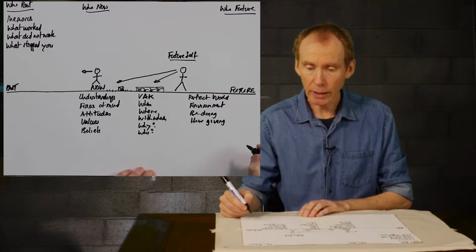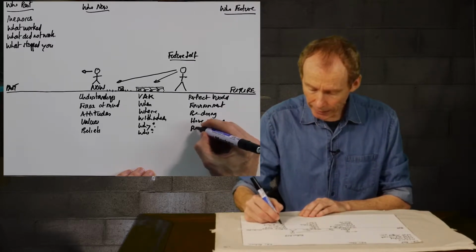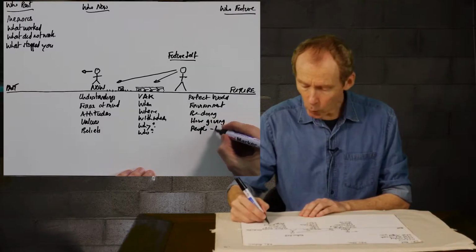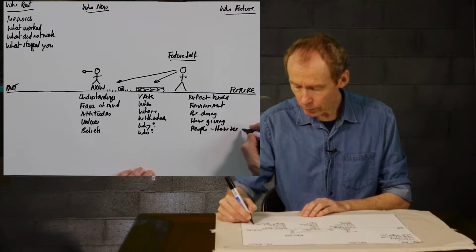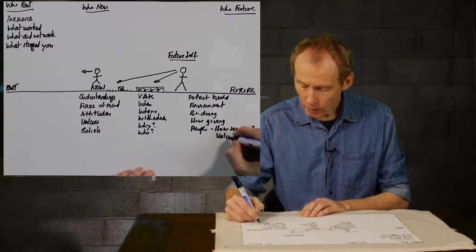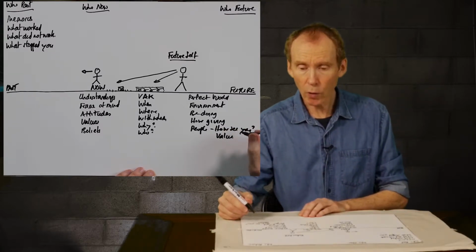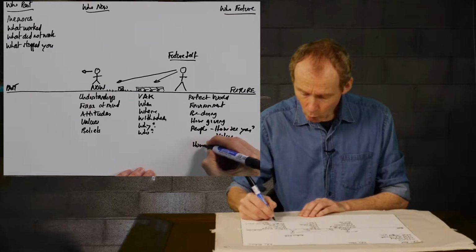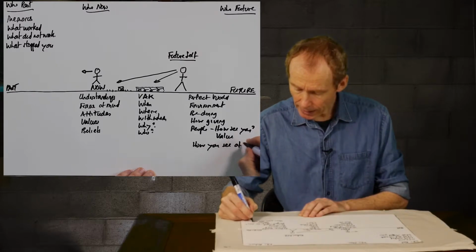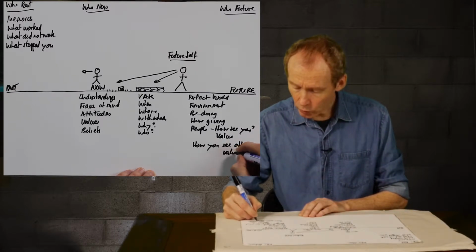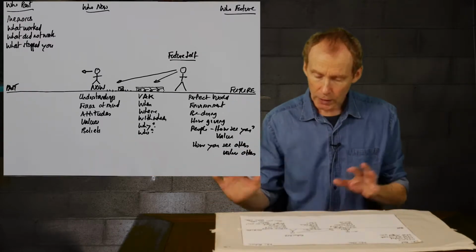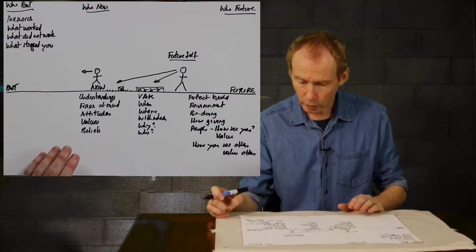How would you be giving? And the people in your perfect world, how would they see you? How would they value you? What would they value you for? And how would you see others? How would you value others? So you're playing with the perspective from a number of angles.